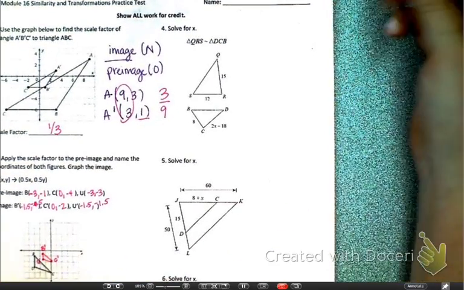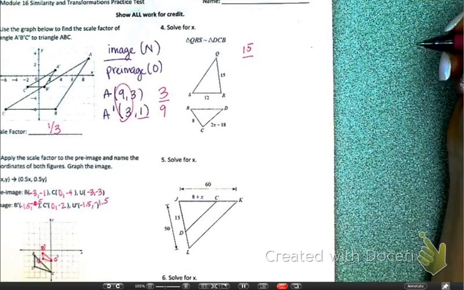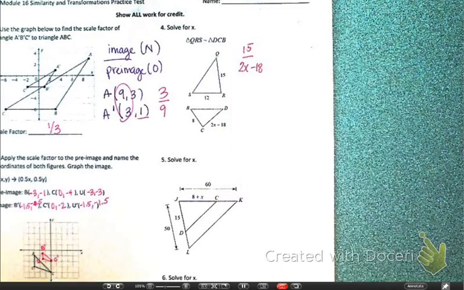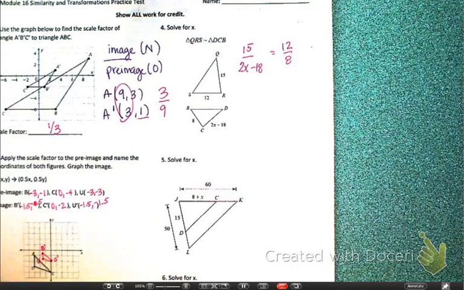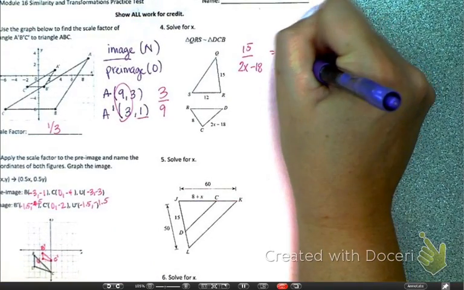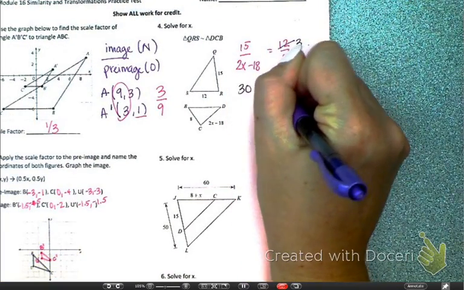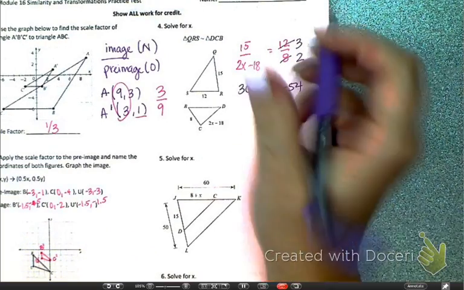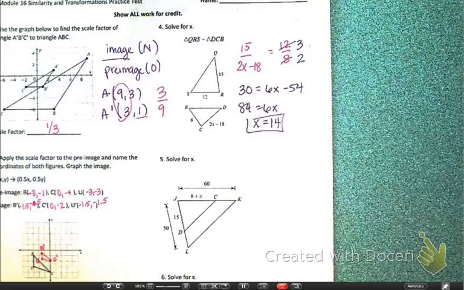So number 4 is nice because it gives you a similarity statement. So for instance, if I want to look at QR, what is QR going to match up with? DC, which is 2x minus 18. And then that means 12 and 8 match up, right? I am going to simplify just to make my life easier. So I know 4 goes into 12 3 times. It goes into 8 twice. Now I'm going to cross multiply. So 30 equals 6x minus 54. Add 54 to both sides, so 84 equals 6x. Divide by 6, x equals 14.